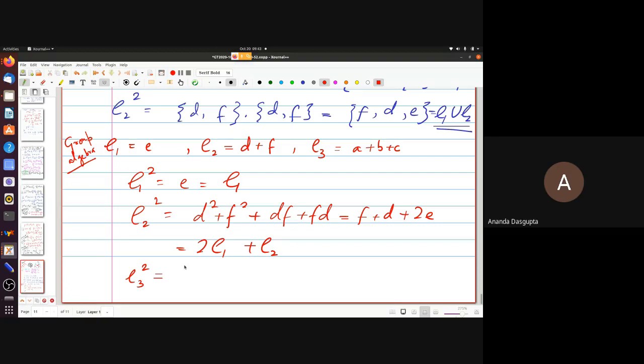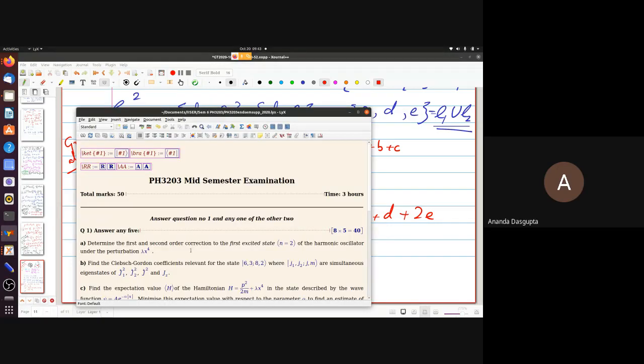Again, class 8 algebra or maybe 10. A square plus B square plus AB, BA, BC, CB, CA, AC.